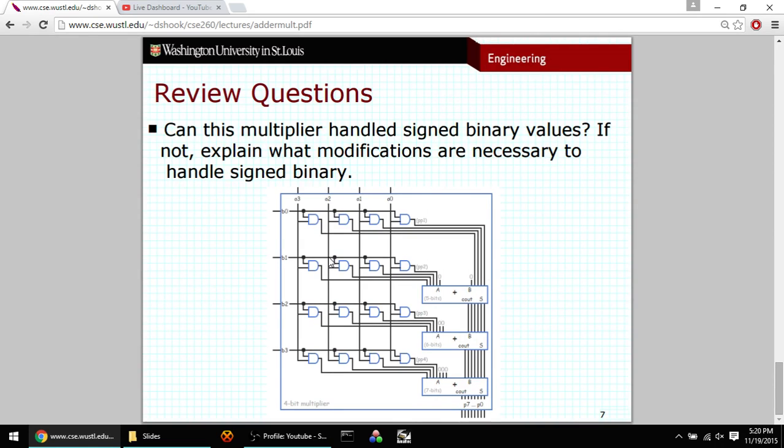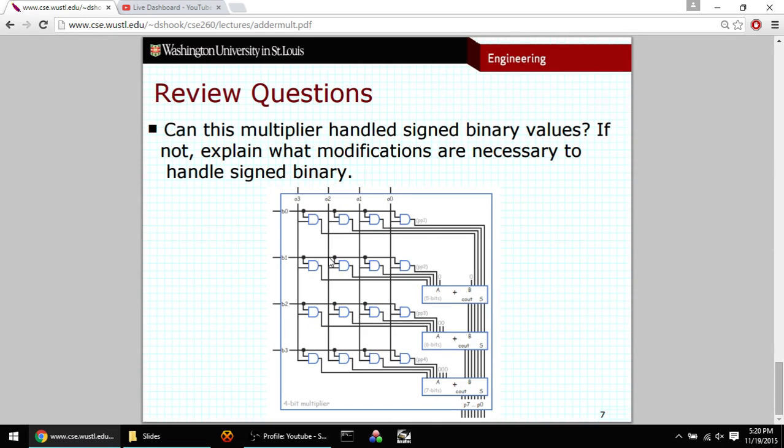Let's try another example just to prove that it works. We can try a few examples if it'll convince you. Let's try two negative numbers this time: negative 2 and negative 3. Negative 2 is 1, 1, 1, 0. Yes, that's right. And negative 3 would be 1, 1, 0, 1.